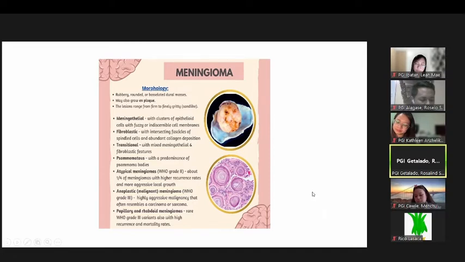Another is atypical meningioma, considered WHO grade 2, about a quarter of meningiomas, with higher recurrence rates and more aggressive local growth. Next is the anaplastic or malignant meningioma, WHO grade 3. They are considered highly aggressive malignancies that often resemble a carcinoma or sarcoma. Another pattern is the papillary and rhabdoid meningiomas, which are rare, considered WHO grade 3 variants, and also with high recurrence and mortality rates.